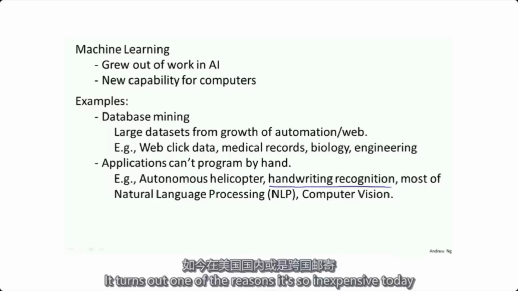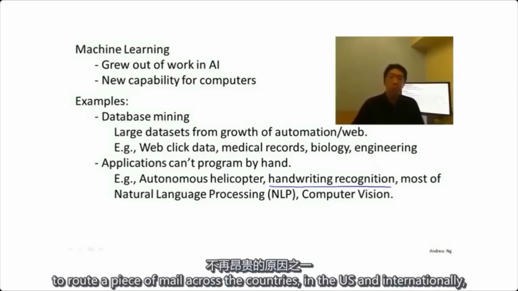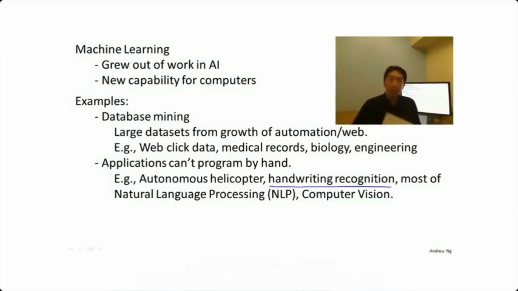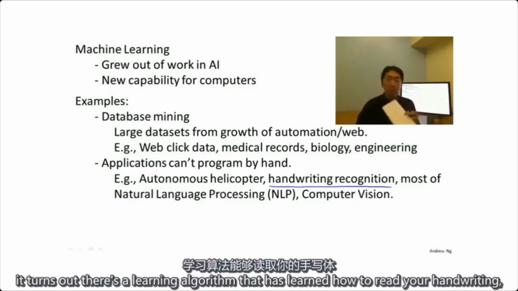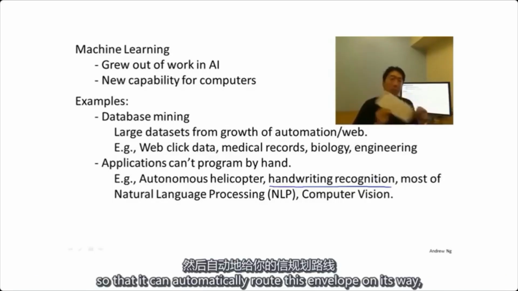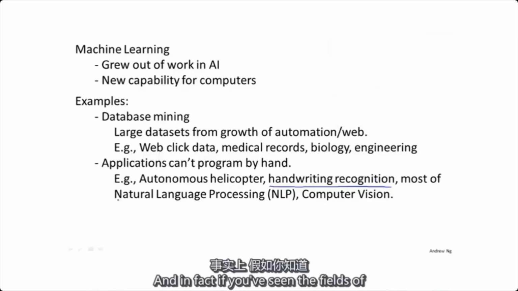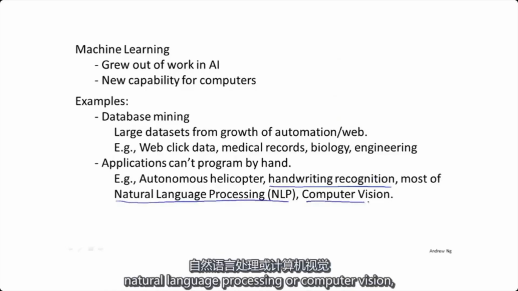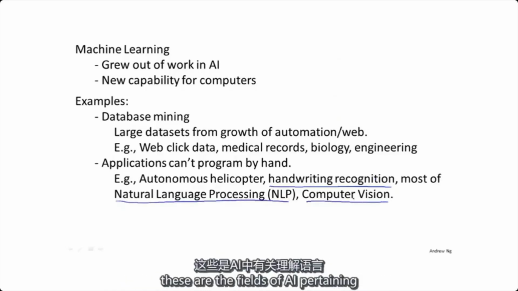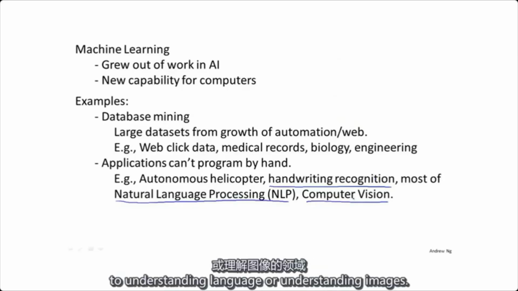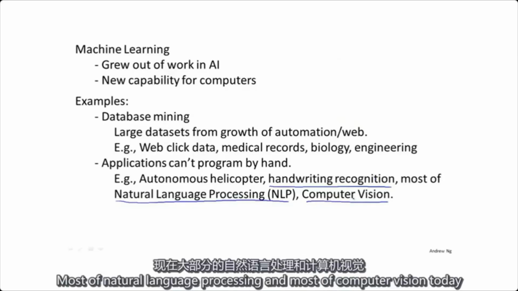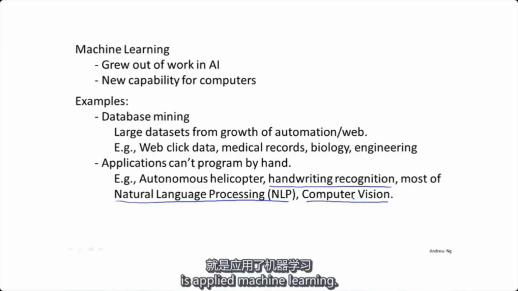Handwriting recognition. It turns out one of the reasons it's so inexpensive today to route a piece of mail across the country, so in the US and internationally, is that when you write an envelope like this, there's a learning algorithm that has learned how to read your handwriting so that it can automatically route this envelope on its way. And so it costs just a few cents to send this thing thousands of miles. And in fact, if you've seen the fields of natural language processing or computer vision, these are the fields of AI pertaining to understanding language or understanding images. Most of natural language processing, most of computer vision today is applied machine learning.